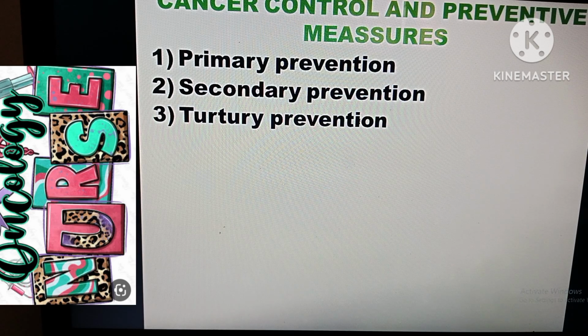In order to prevent the future occurrence of some kind of disease or disorder, have a well balanced diet to prevent nutritional deficiency or any other disease or disorder. So this is primary prevention, maintaining good personal hygiene, sleep hygiene.